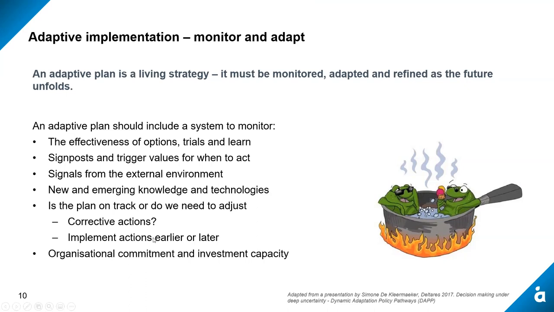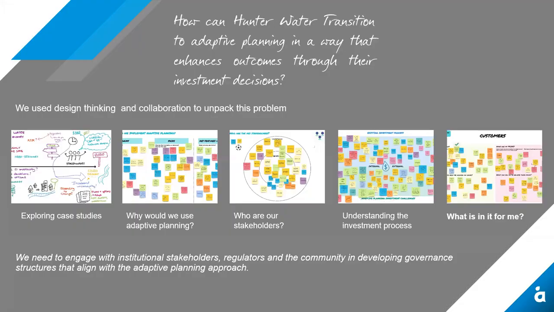Do we need to modify or adjust it? Do we need to take corrective actions? And we also need to make sure we're monitoring that we have organizational commitment and investment capacity. A big risk is that you assume that something can be done in the future, but then there's no capacity to invest in it in the future. And then that may make the short-term decision that you made not the optimal decision because that follow-on action wasn't taken. So there's a risk there that we need to monitor.